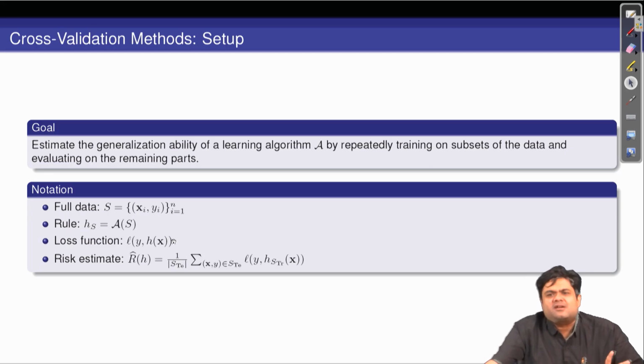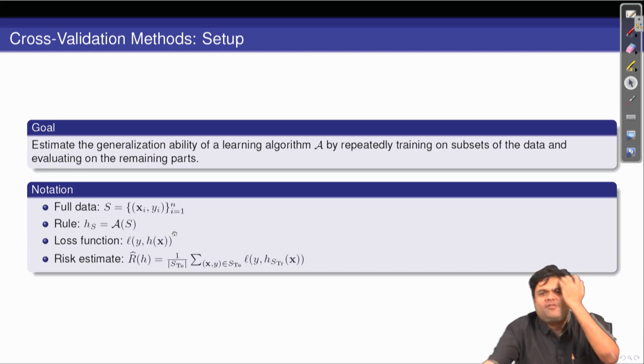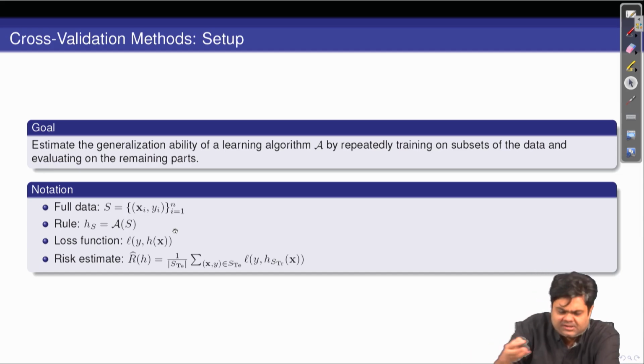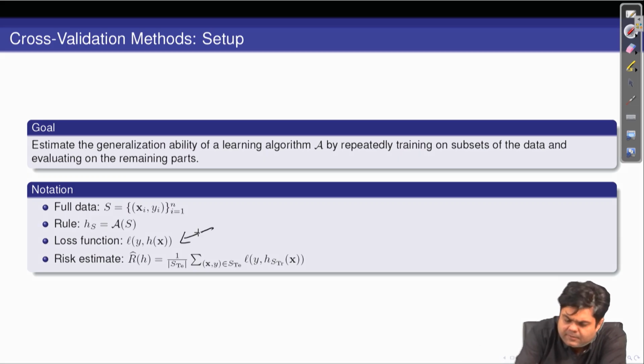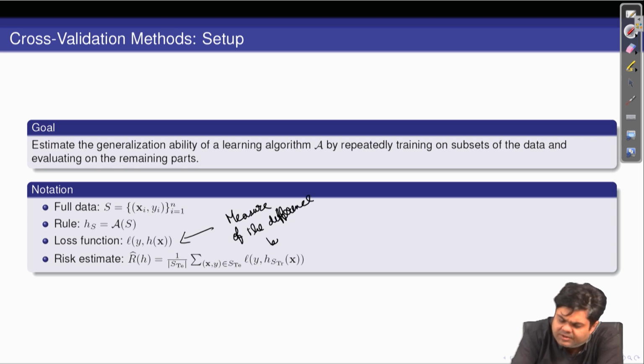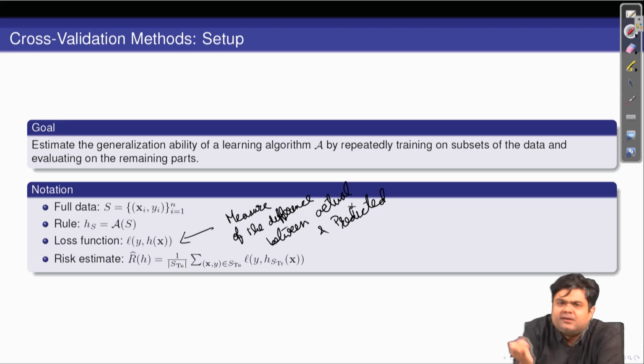Now, I am using this general term loss function because so far, this is basically a measure of the difference between actual and predicted. This is written in a rather general philosophical term, but that's it.